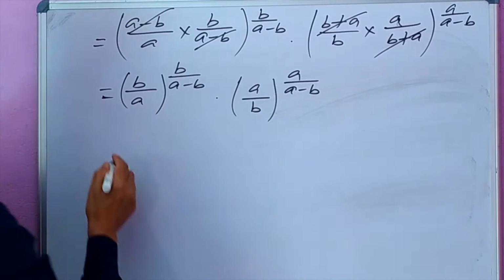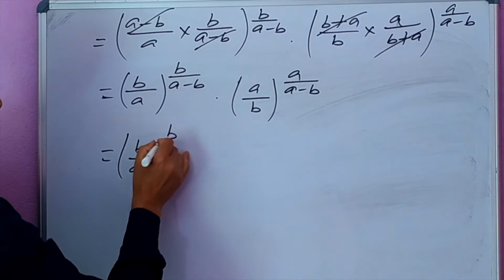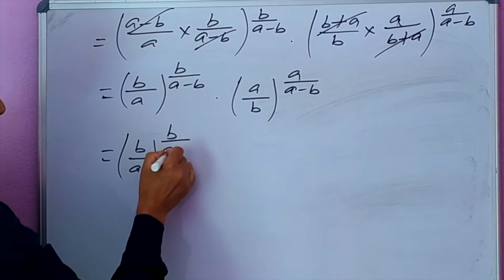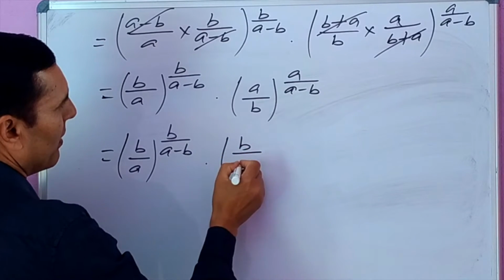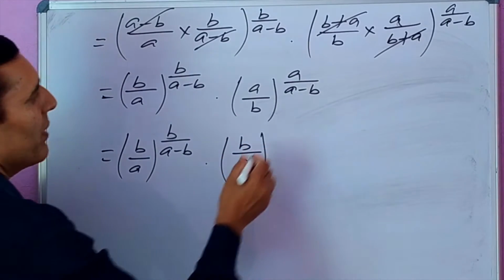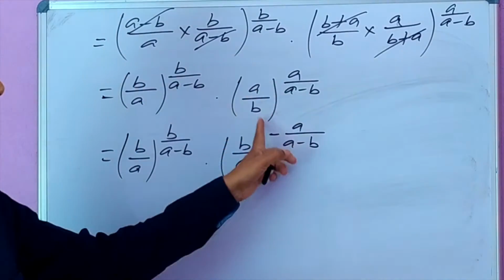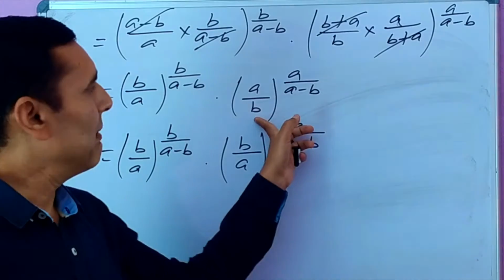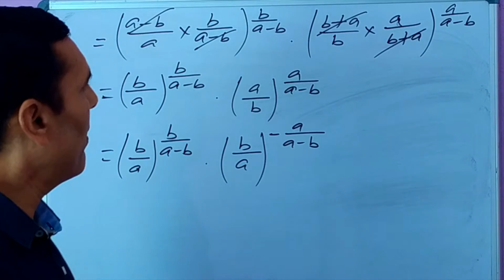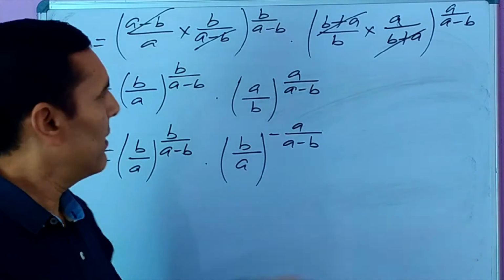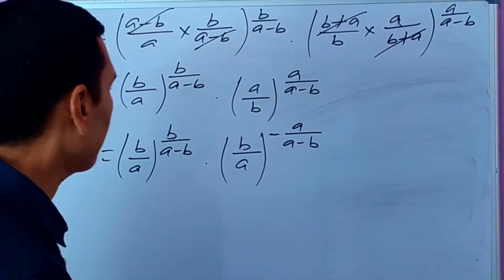So we follow the same rule here. b upon a whole to the power b upon a minus b, we leave this as it is. In the second bracket, when you write b upon a, it will be minus a upon a minus b, because when denominator and numerator are interchanged, the sign of the power index changes. It is a plus sign here, it has become minus.